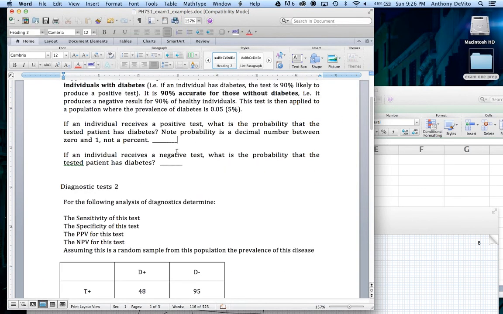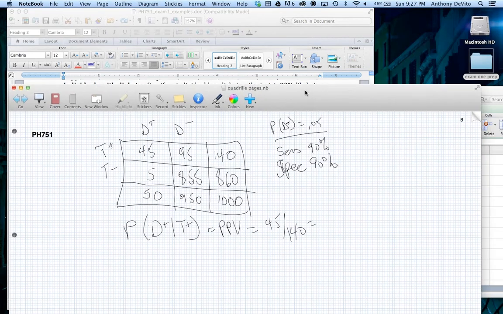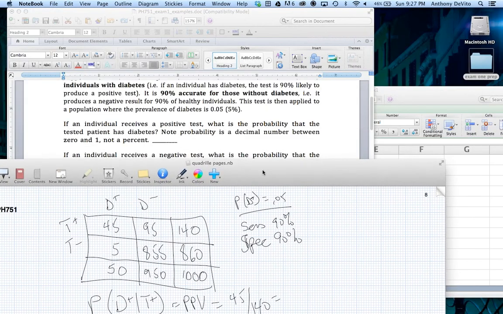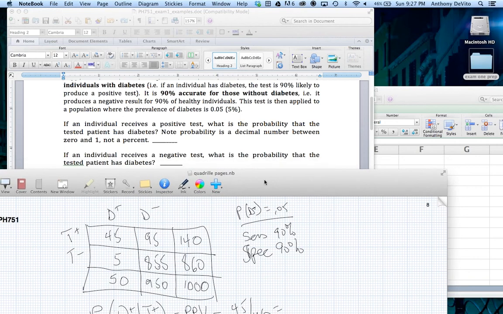The second part of this says, if an individual receives a negative test, what's the probability that the tested patient has diabetes? Well, if we were looking at the negative predictive value, we would be looking at the probability that if the person tested negative, they don't have the disease, right? That's the negative predictive value. That's not what they asked here, is it? They asked, if an individual receives a negative test, what's the probability that they have diabetes?